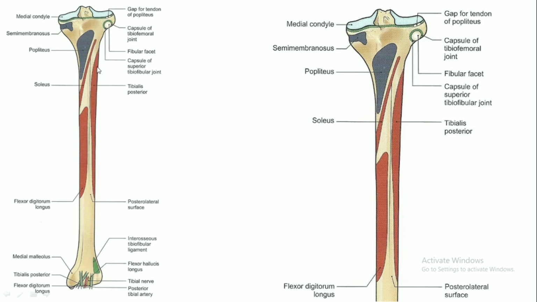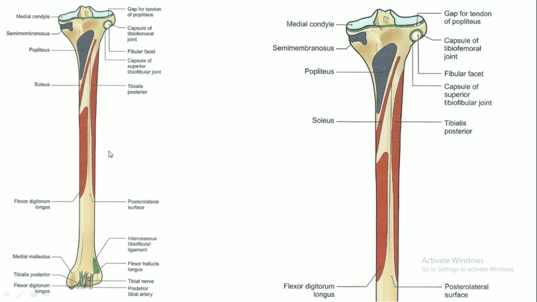So here, from the vertical ridge there are two parts, the medial part and the lateral part. In the lateral part there is the origin of the tibialis posterior, while the medial part gives origin to the flexor digitorum longus.